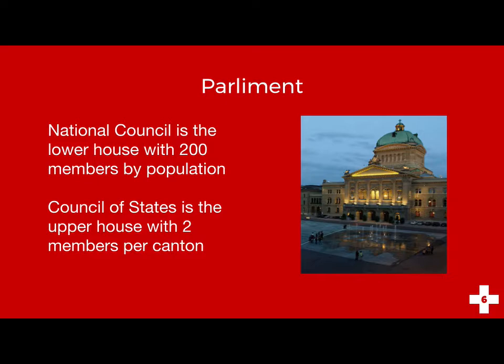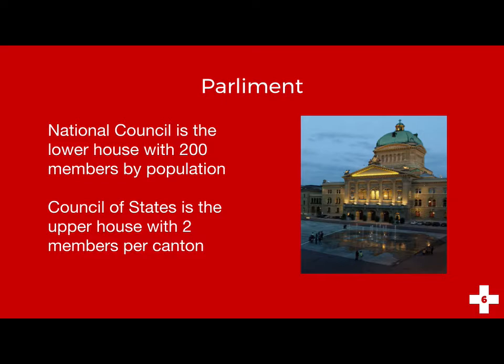So the National Council, part of the Federal Assembly, is basically the lower house, with 200 members that are allocated to the cantons by the population of the canton. Some of the largest cantons like Zurich have 34 seats, while some of the smaller ones like Glarus and Uri each only have one seat. And this council is elected every 4 years.